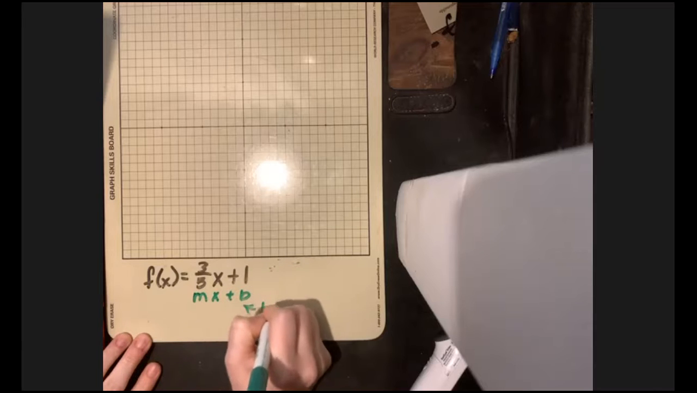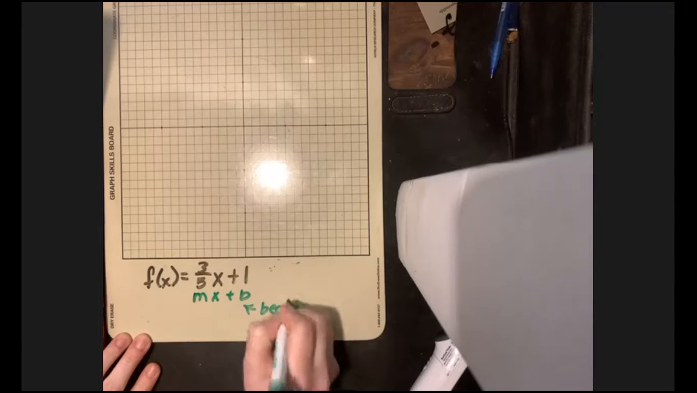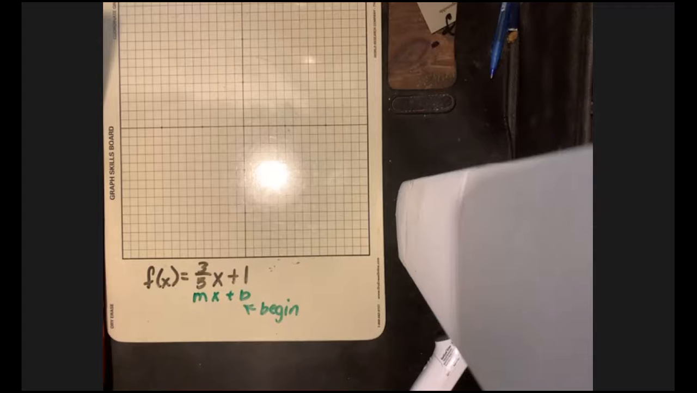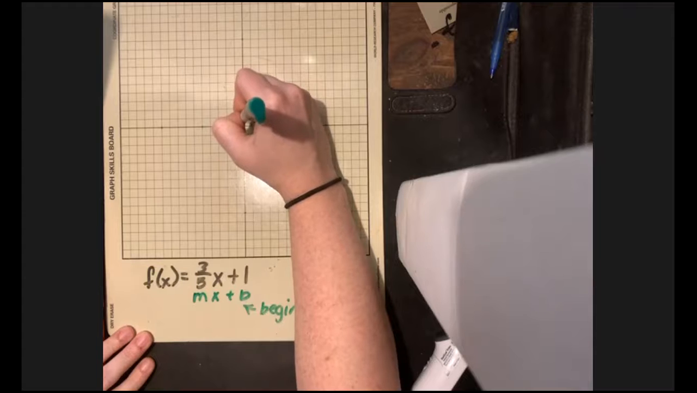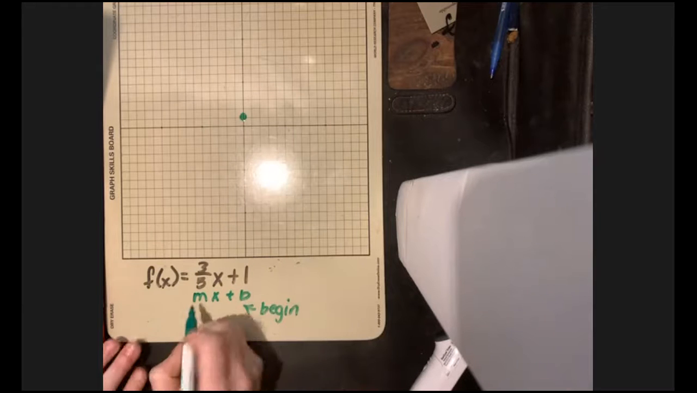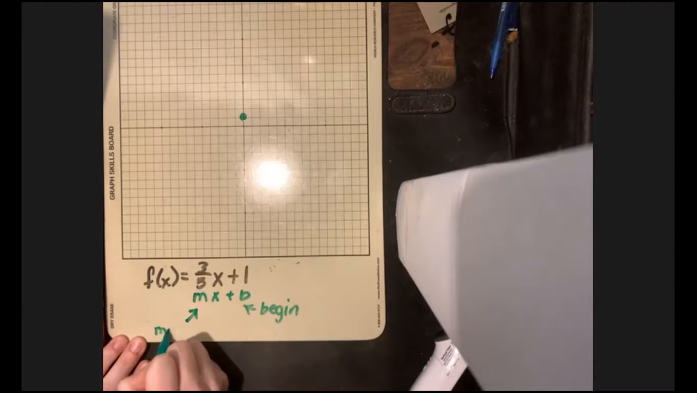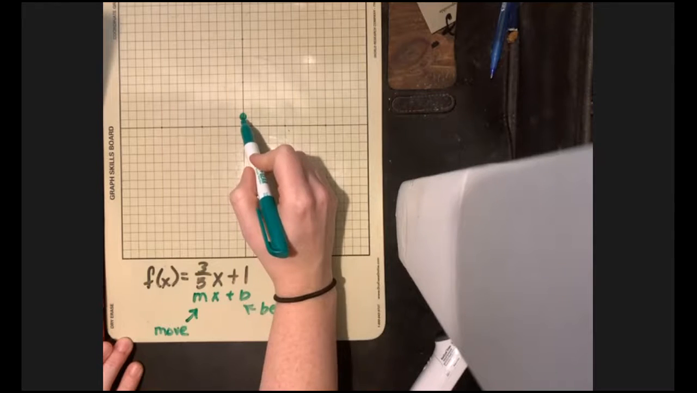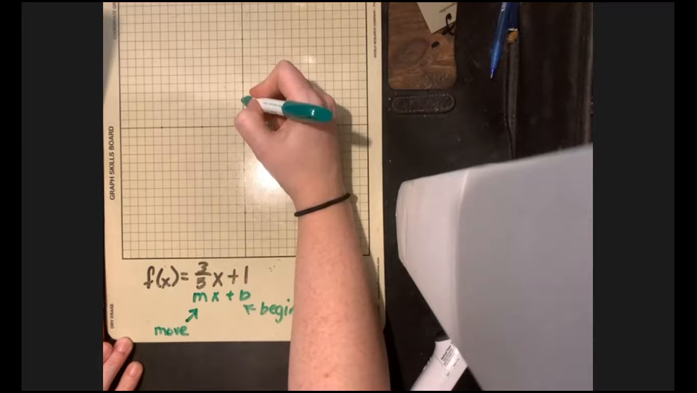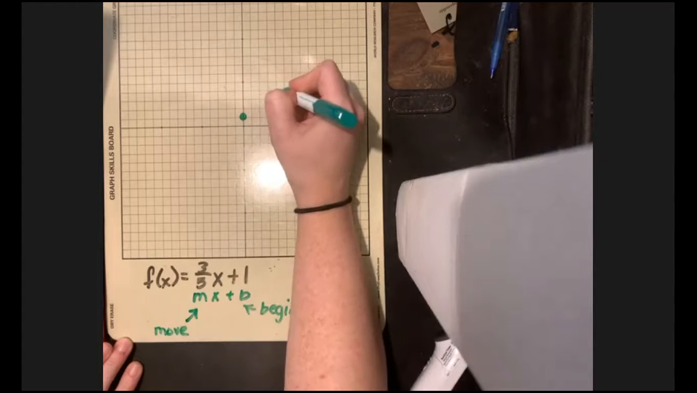B is where you begin, okay? So this is going to be your starting spot, and it does begin on the y-axis. So in this case, I'm at positive 1. So we're going to put a dot right here at positive 1. The m is how you move, okay? So this is positive. Remember, it's rise over run. So from that dot, I'm going to go up 3, 1, 2, 3, and over to the right 5. 1, 2, 3, 4, 5.